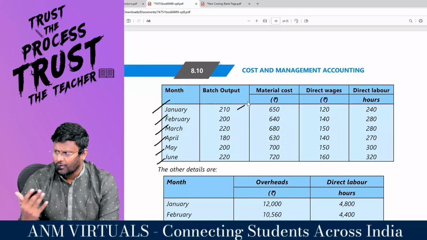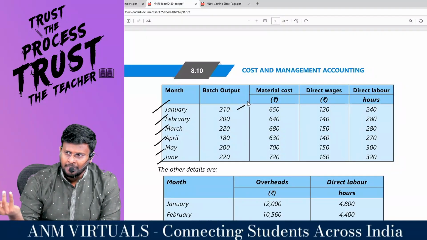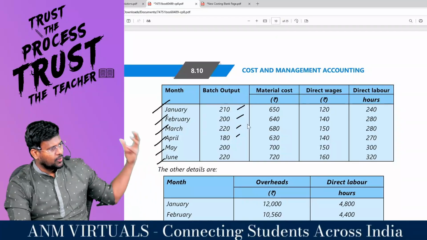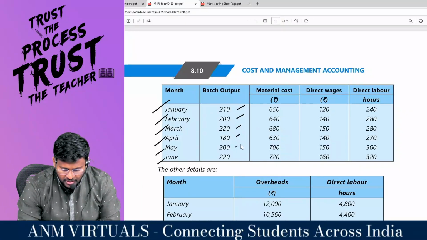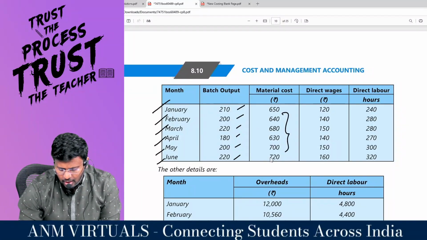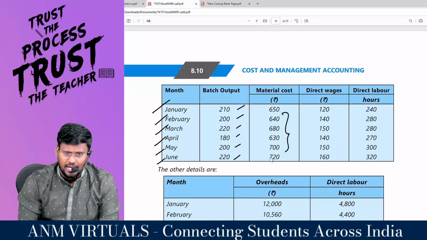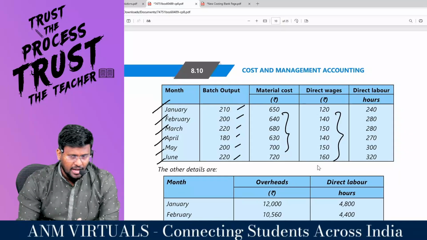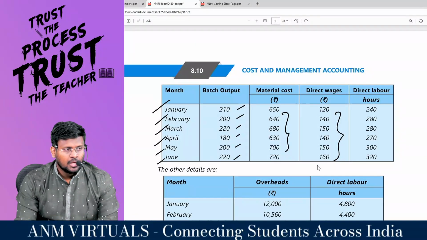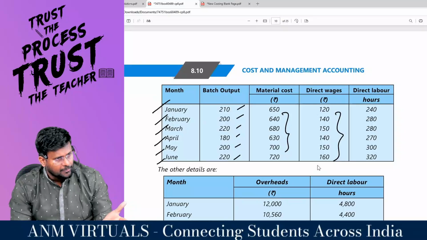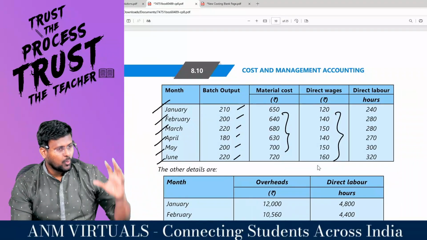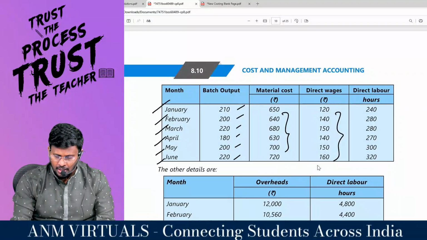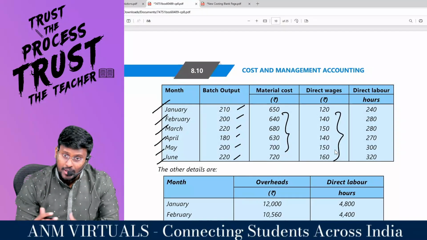These are the batch outputs. First month 210. We have to supply 200, so they would have kept 10 units as stock. Then 200, 220, 180. Don't worry, even if you have manufactured only 180, you will have sufficient stock. Then 200 and 220. This is the material cost. They specifically said in the question that they have booked the material and labor at actual, so every month you won't have the same material. Surely material consumed will be different. That's why in standard costing we analyze the standard quantity and the actual quantity, and the standard hours and the actual hours, as surely it will fluctuate.